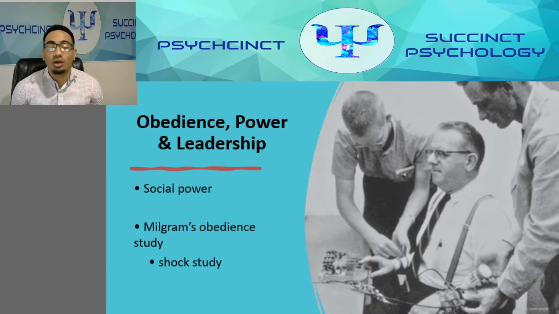In sum, well over half of the men who participated had, as far as they knew, shocked another person to death, all as part of a supposed experiment on learning. So this demonstrated the influence of social power and the power of conformity when under the influence of an authority figure.